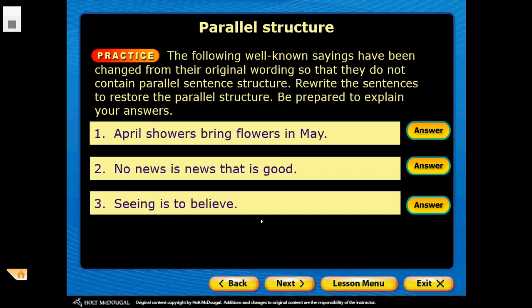What do you think? Seeing is to believe. So we've got seeing is to believe. I'm gonna give you a hint, Omar. What if we consider the verb is here as the equal mark or as the balancing point? We need to have the same weight on both sides. How are we gonna do it? The same structure on both sides.